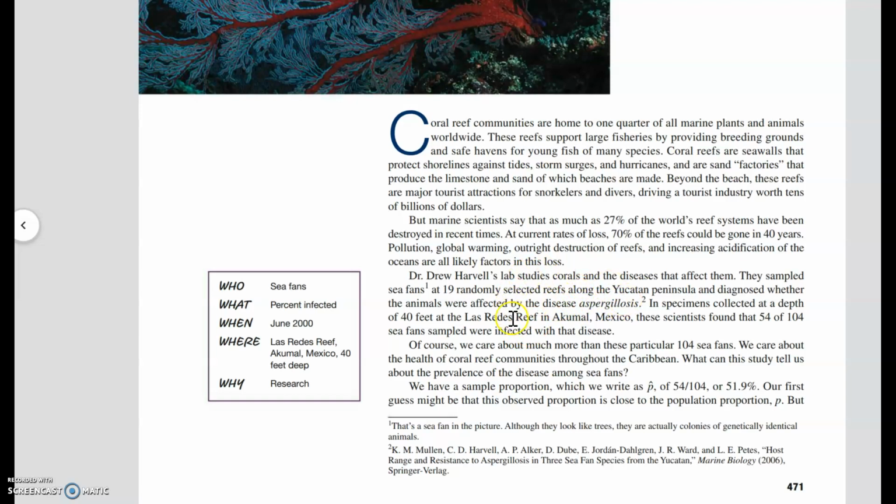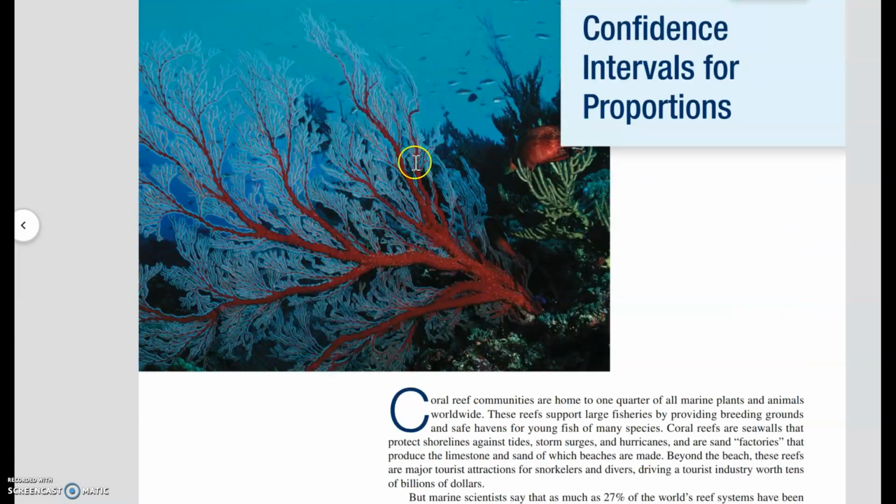All right, so the question is, what percentage of these sea fans in those coral reefs off the Yucatan Peninsula have this disease? The population could be millions of sea fans, and so the researchers don't have the time, money, and resources to check every single sea fan on the ocean floor. And so what people usually do, when your population is so big, is take a random sample.